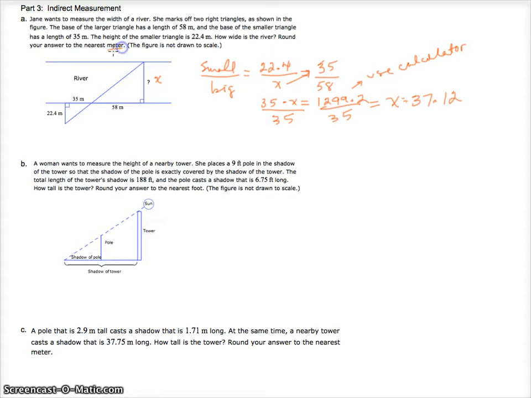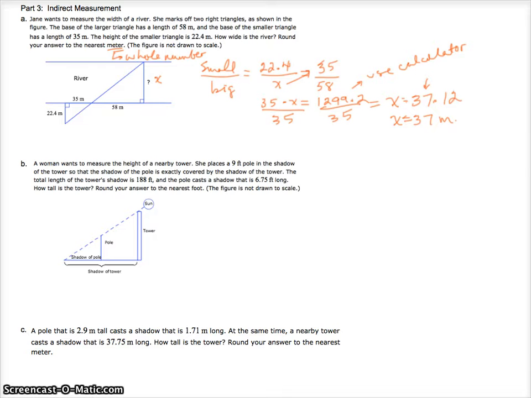Notice it says round to the nearest meter. This indicates the nearest whole number. Here's my whole number. 1 is not big enough to round it, so x is going to be about 37 meters.